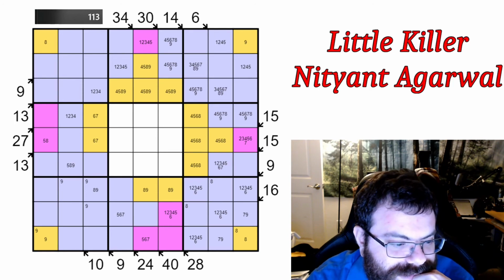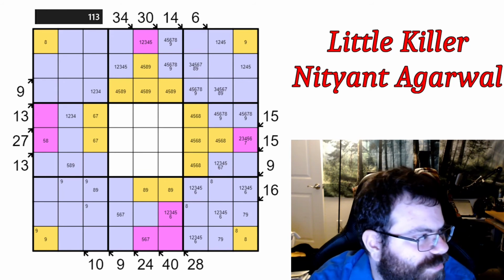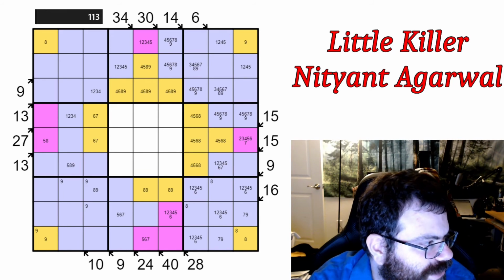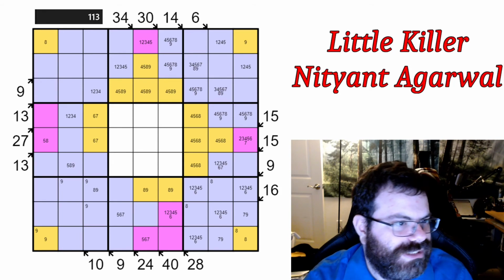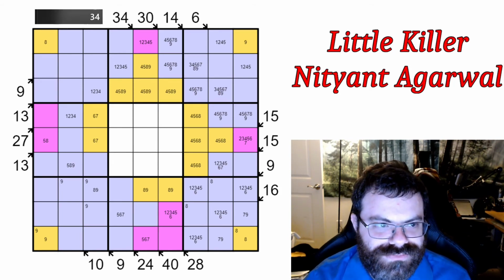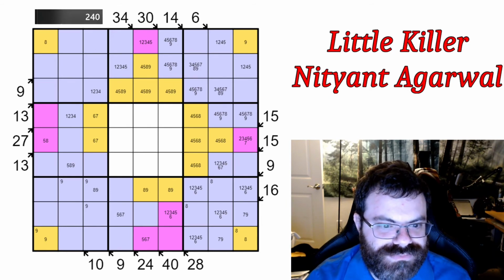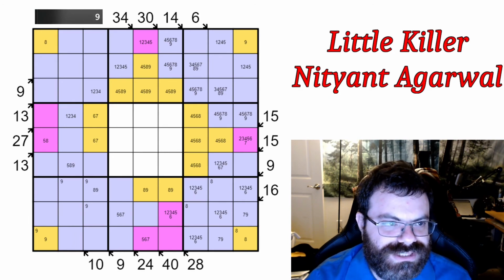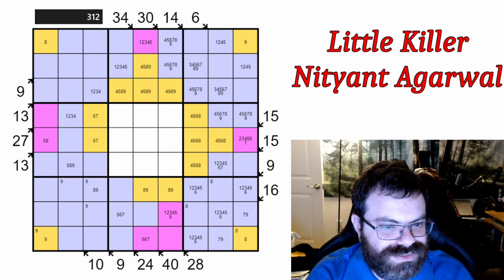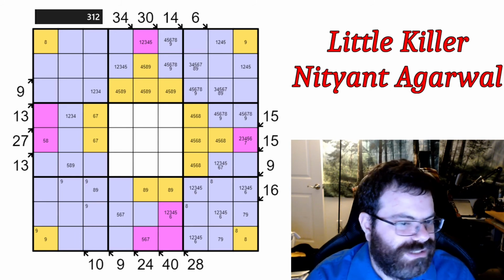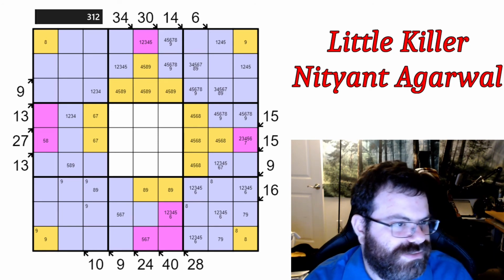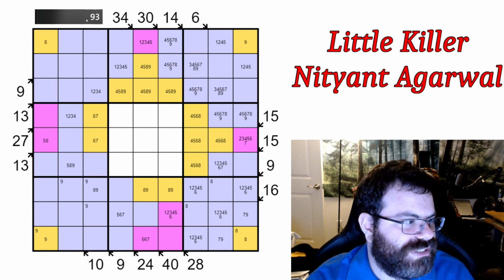Okay, I need notes or something. Okay, I have a notepad on another monitor, which I'm looking at right now. So orange max is 113. Let's just add all the little killers again. 34 plus 30 plus 14 plus 6 plus 15 plus 15 plus 9 plus 16 plus 28 plus 40 plus 24 plus 9 plus 10 plus 13 plus 27. That's 312. 312 sounds familiar. So the little killers must total to 312. And then obviously we have 405 for our 8 boxes. So 405 minus 312 is 93.